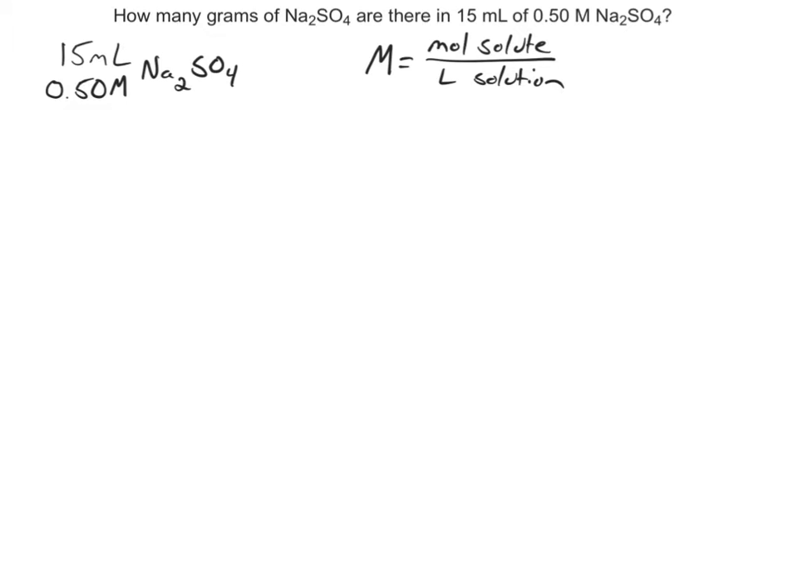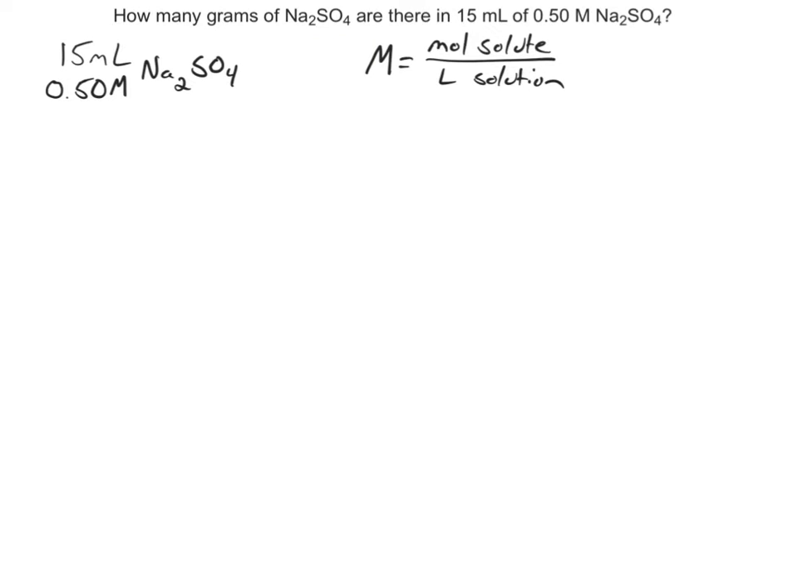So the question we're given is how many grams of sodium sulfate are there in 15 milliliters of 0.50 molar sodium sulfate? First we know that this is what we're given: 15 milliliters of a 0.50 molar sodium sulfate solution. And we have to remember that molarity, capital M, is equal to moles of solute divided by the liters of solution. So the first step is to make sure that we're in the right units.